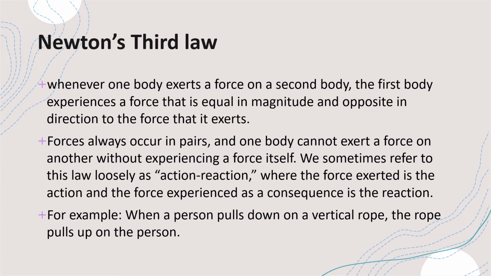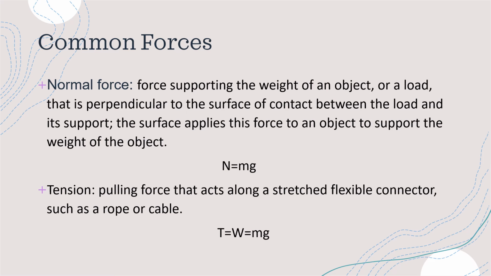For example, when a person pulls down on a vertical rope, the rope pulls up on the person. Common forces. Normal force: force supporting the weight of an object or a load that is perpendicular to the surface of contact between the load and its support. The surface applies this force to an object to support the weight of an object. N equals mg. Tension: pulling force that acts along a stretched flexible connector, such as a rope or cable. T equals W equals mg.